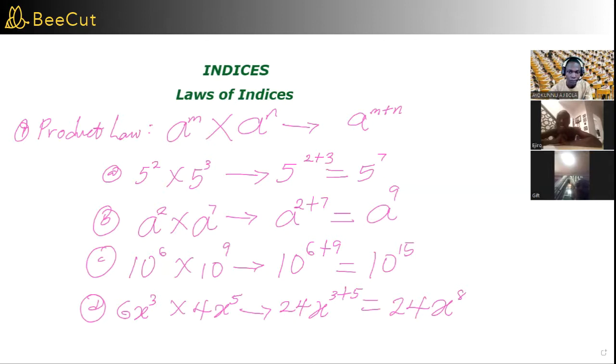Yes? It's 6x times 4x. No. It is 6 times 4 that gave me 24. And I pick one of the F, like what I explained. I pick one of the F and I add the 3 and 5 together to give me 8. Now, do you get everything perfectly well?